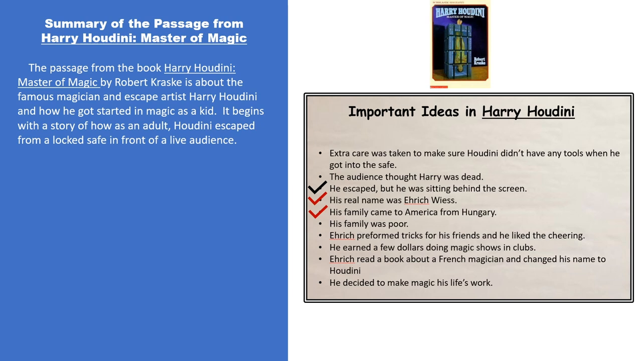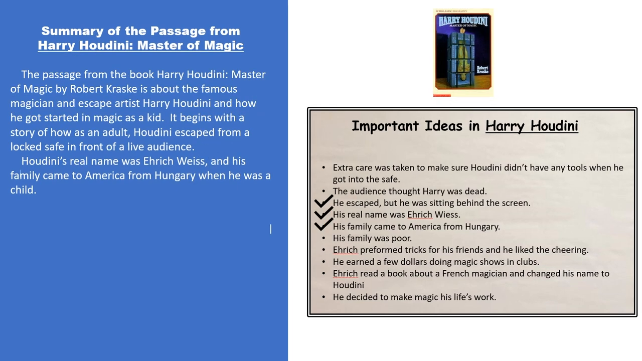Okay, I hope you had some good ideas. I think that Houdini's real name was Enric Weiss, and his family came to America from Hungary when he was a child. It's short, it has the one comma that combines both ideas into one sentence, and it gives the reader of the summary the important information they need. So we'll continue adding.